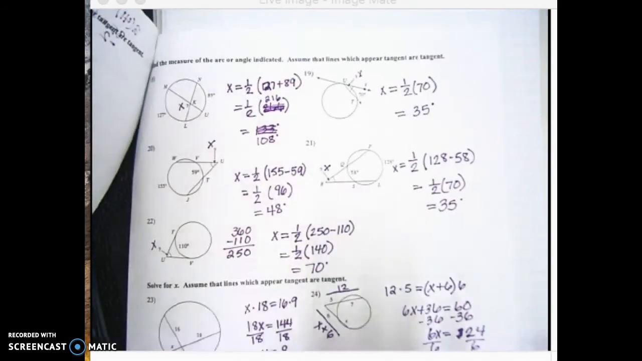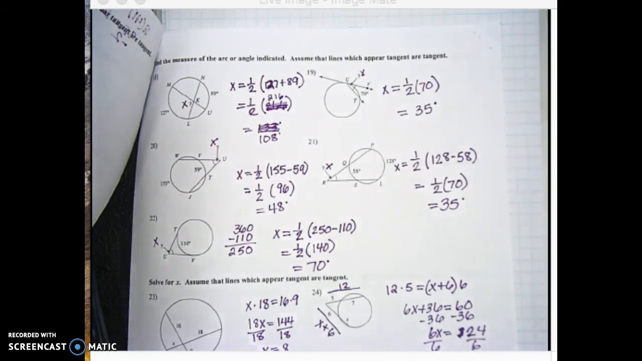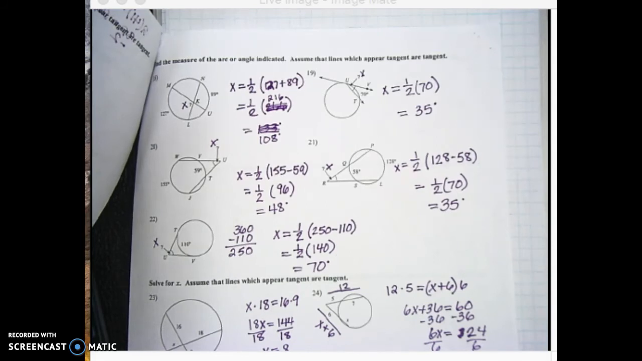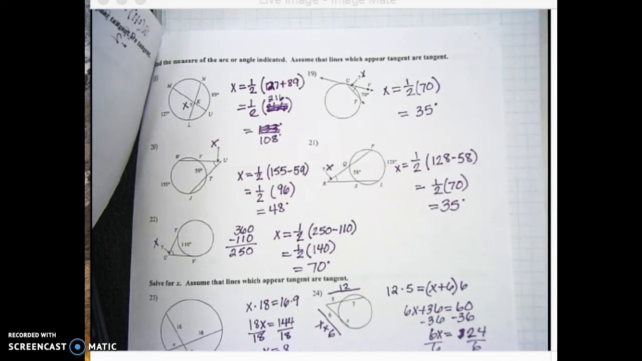Top of page 4, find the measure of the angle indicated, assume the lines that appear tangent are tangent, so you're looking for vertices that are on, in, or outside of the circle, and that's going to depend if you add together and take half, subtract and take half, or just take half.